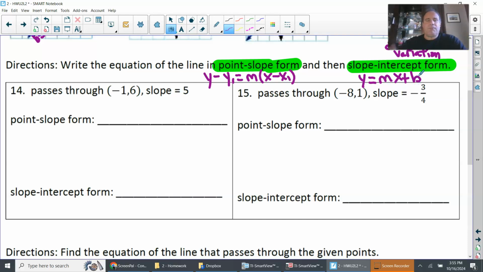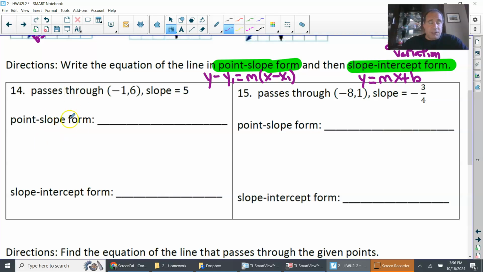Right, so the reason why this is called point-slope form is because it's for use when you have a point and the slope. Right, so the point is x1 and y1. You see it right here and right here. That's the point. And the slope is m. So point-slope form uses a point and the slope. Slope-intercept form is simple. It's y equals mx plus b. It has the slope in it and it has the intercept in it.